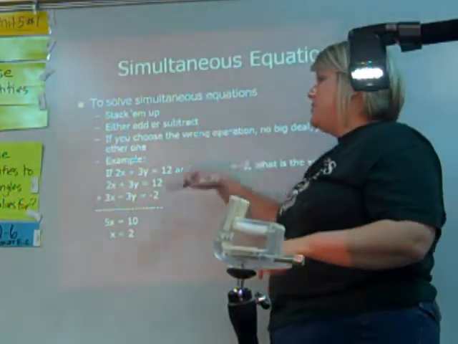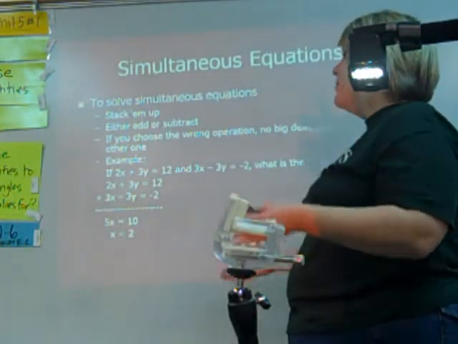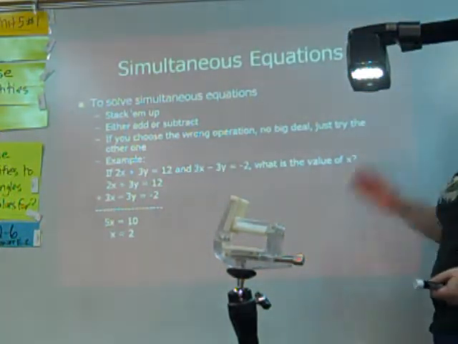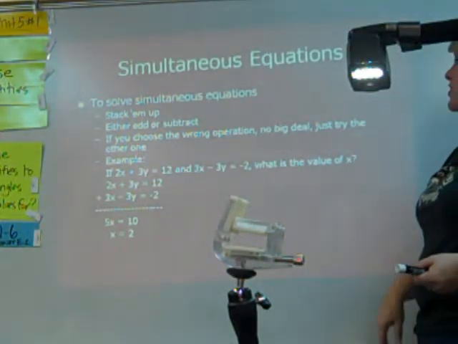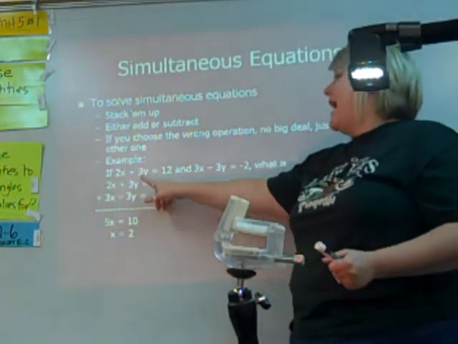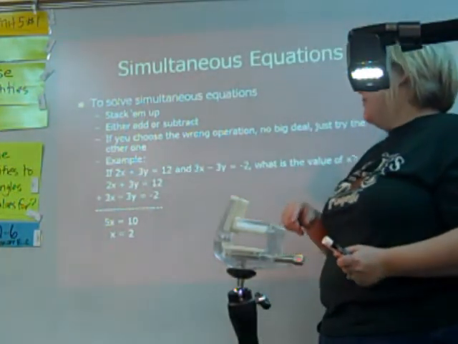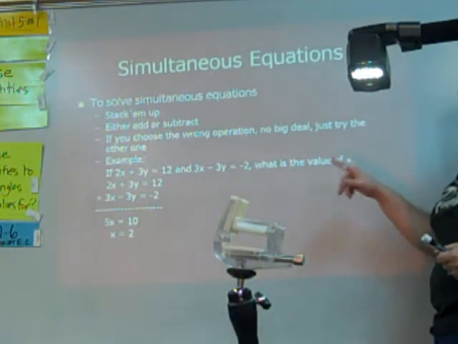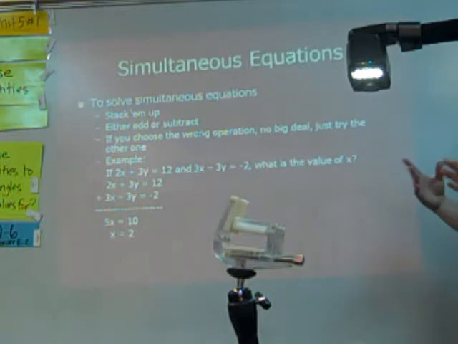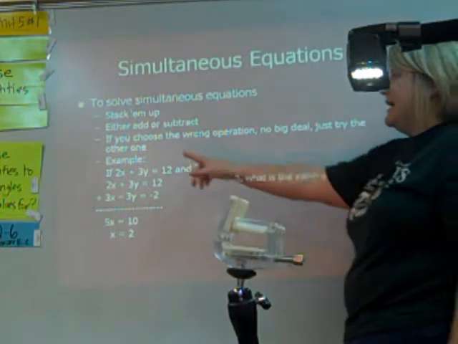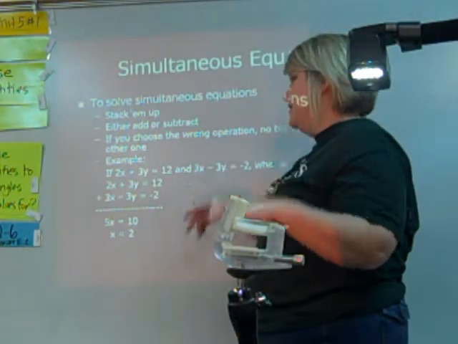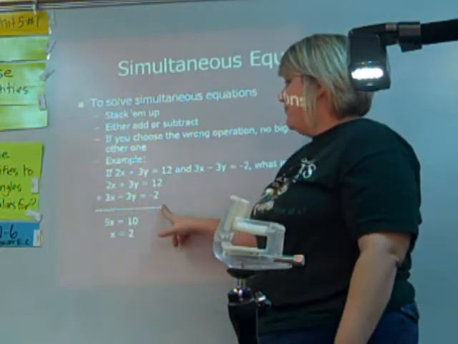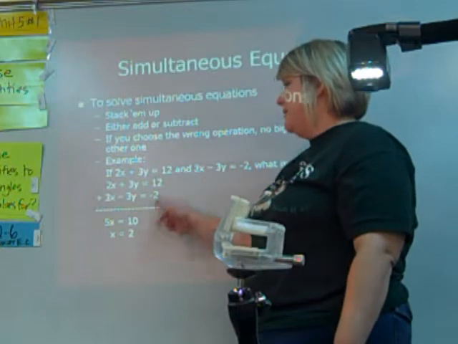You just stack up the two equations and either add them or subtract them. If you choose the wrong operation, it's no big deal because you just have to go back and do the other one. So for example, if I have 2x plus 3y is 12 and 3x minus 3y is negative 2, what's the value of x? I'm looking for a variable in a two-variable system or a set of simultaneous equations. So you just stack them up, and then I'm going to add straight down.